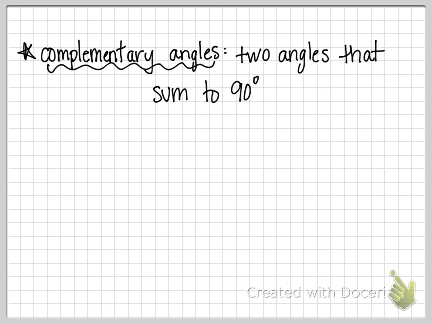Two angles are complementary if their measurements add to equal 90 degrees. So if you are told two angles are complementary, you know their total measurement together is 90 degrees.